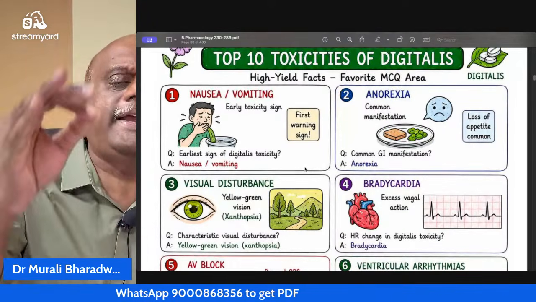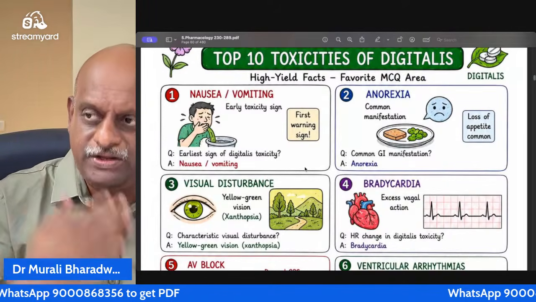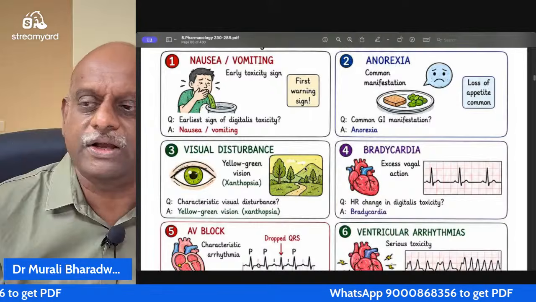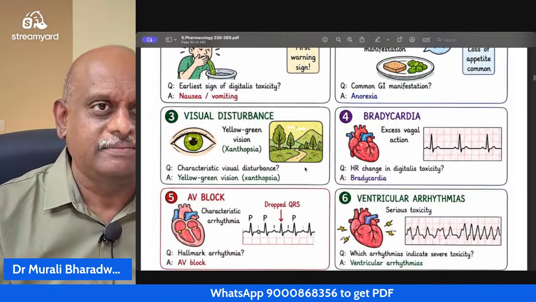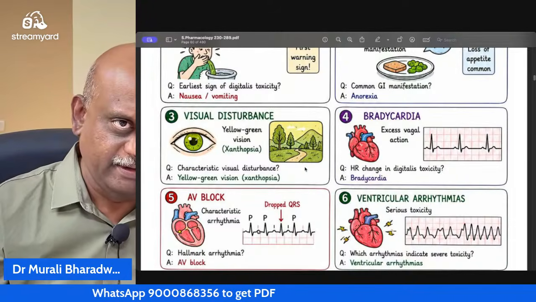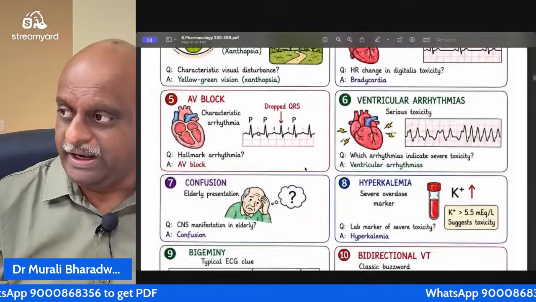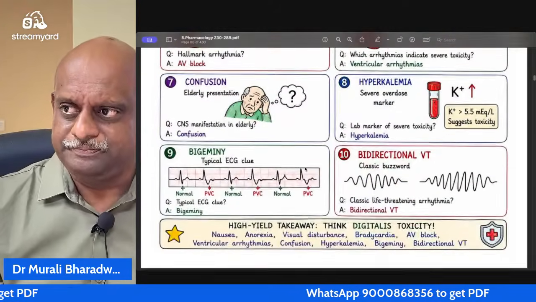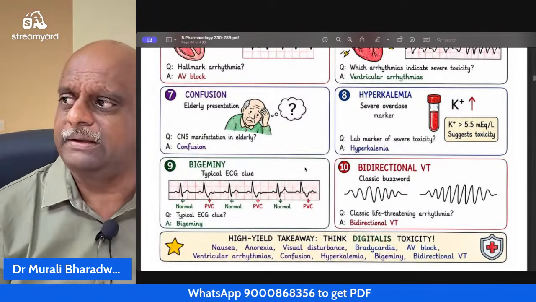Early toxicity sign of digitalis is not cardiac. It is GIT, nausea, vomiting. Anorexia is a common manifestation. Yellow-green vision, xanthopsia, characteristic defect. Bradycardia, AV block, it can lead to ventricular arrhythmias and confusion, especially in elderly patients.